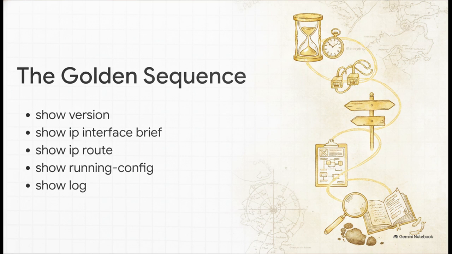Follow that immediately with number 2, show ip interface brief to scan the physical connections. Next, look at the logical side with number 3, show ip route, and number 4, show running-config. And finally, number 5 is your history, show log. This surfaces all the recent syslog messages, errors, or security events. Running these 5 commands instantly maps out the full story of literally any router.